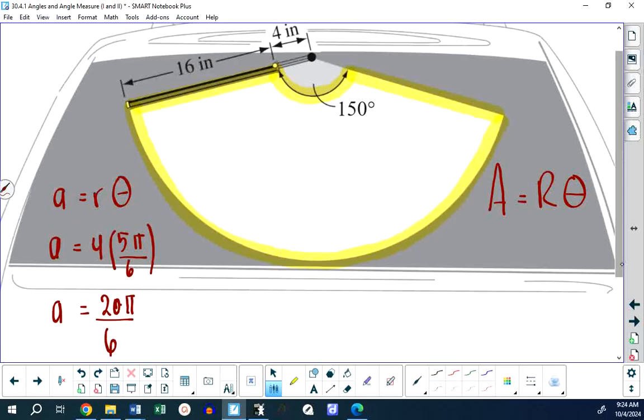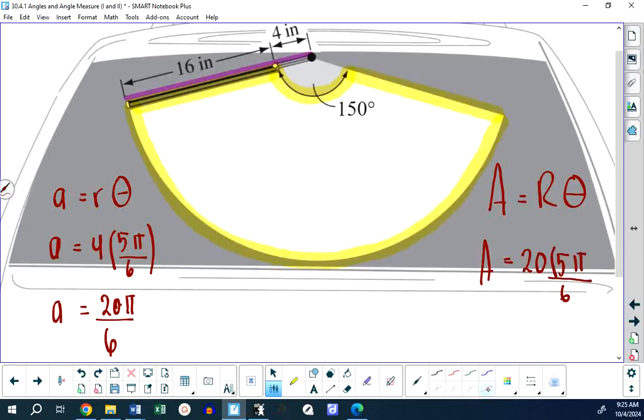When I do the same thing over here, 5 times 4 is 20. Now, what's the radius of the big arc? The arc doesn't have a radius. What's the radius of the circle that that arc is on? Well, this is the radius. The pivot point is where that arm of the wiper is attached. It's not pivoting from that 4-inch mark. So that's a 20-inch radius times theta, which is still 5 pi over 6.